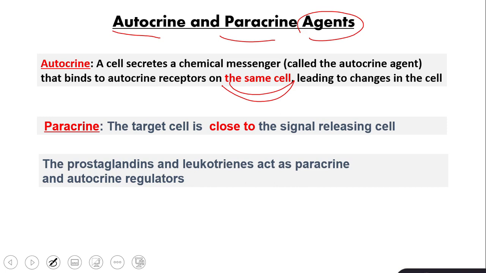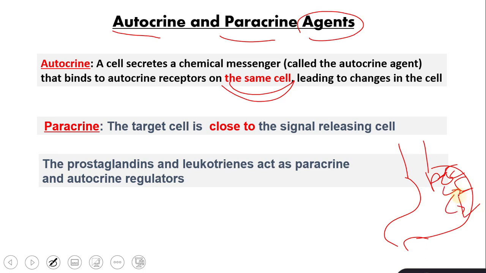For example, prostaglandins and leukotrienes act as paracrine and autocrine regulators. For example, in the stomach, prostaglandin is released, and then it can work on the close cells. So it is a paracrine agent. It's not a hormone because it's not released to the circulation.